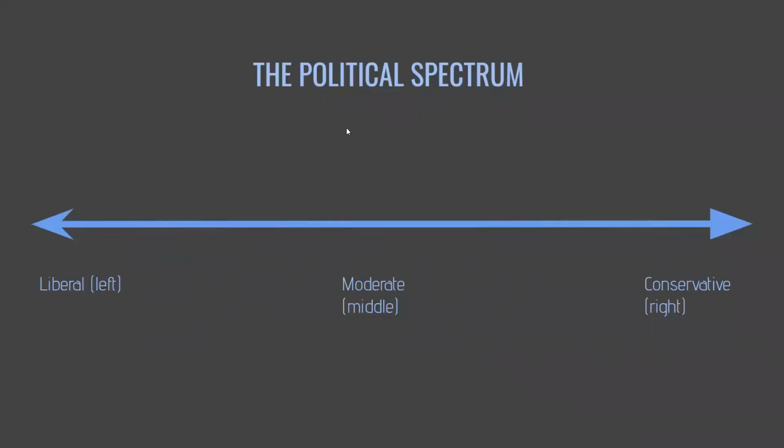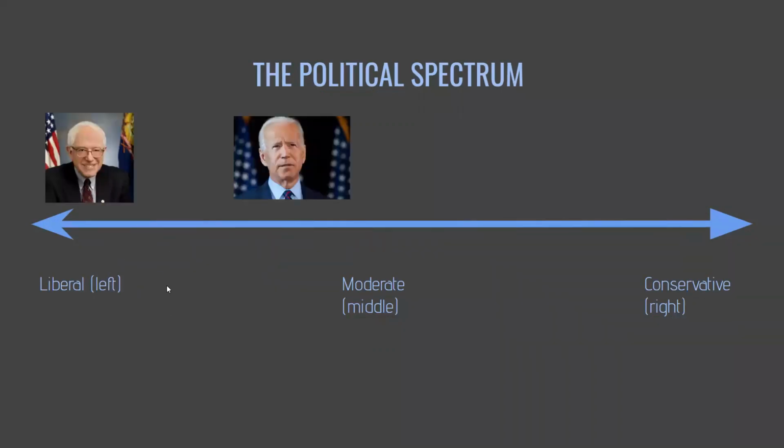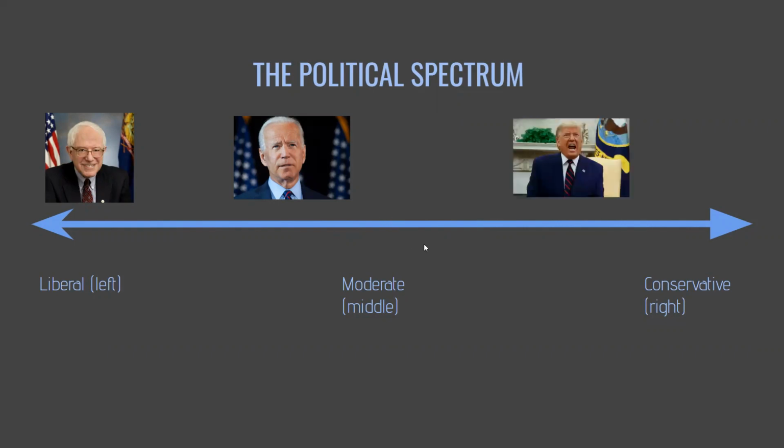So here's our political spectrum. We're gonna place some well-known politicians on here. So first we have Bernie Sanders. He's really far on the left. He's really liberal, and we got Joe Biden, who you all should know. He's a candidate for the 2020 election. He's more moderate, in the middle, than Bernie here. And then we got our president, Donald Trump.